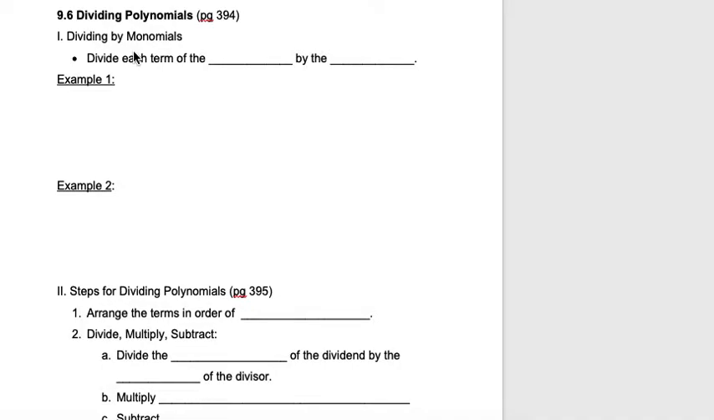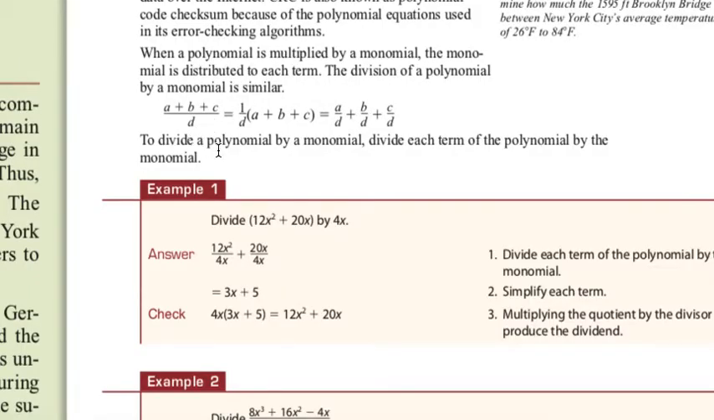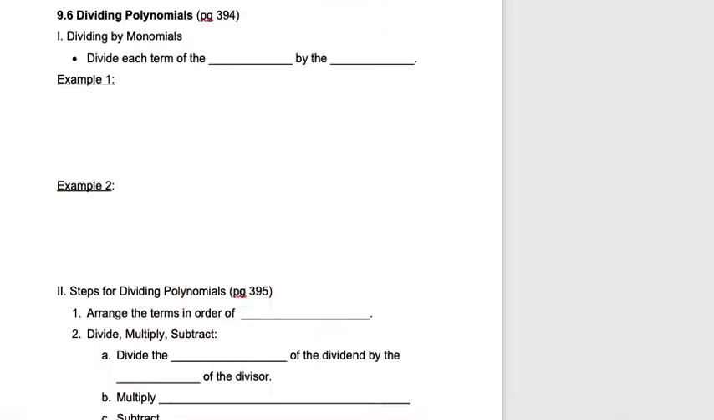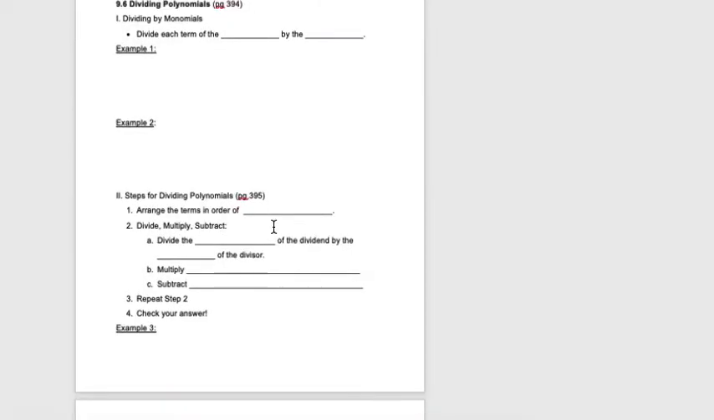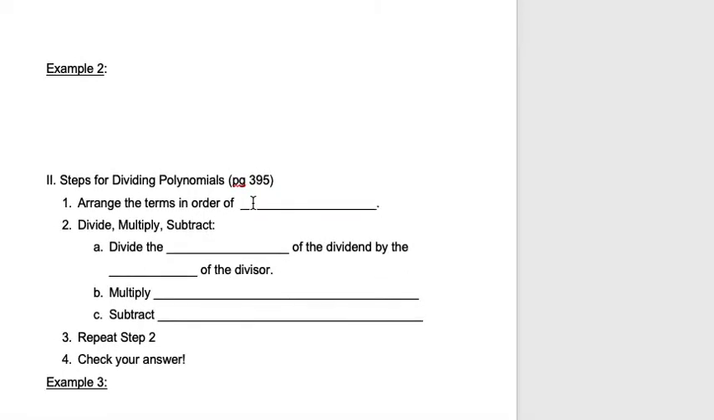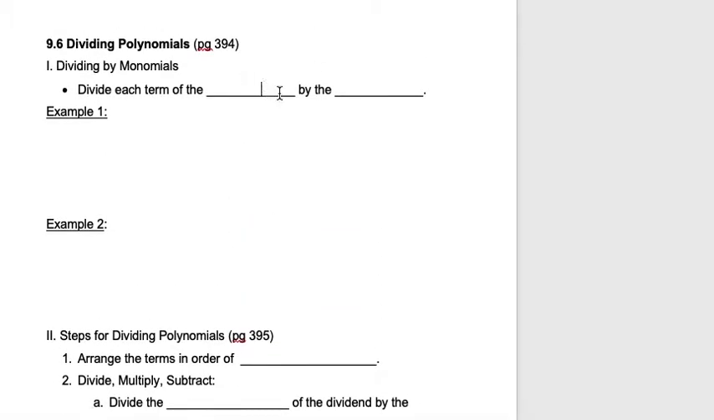When we're dividing by monomials, let's take a look at our textbook right here. To divide a polynomial by a monomial, divide each term of the polynomial by the monomial. Divide each term of the polynomial by the monomial.